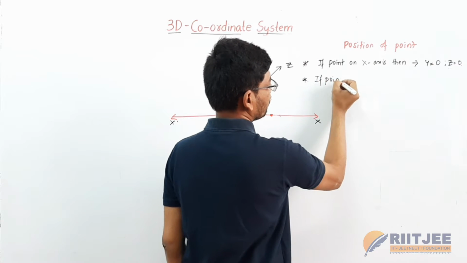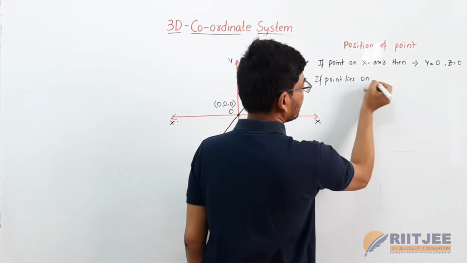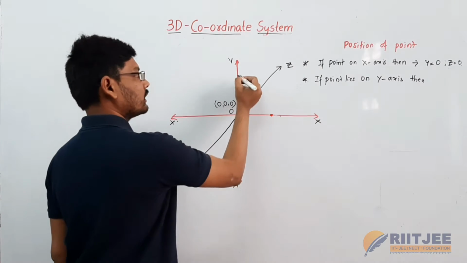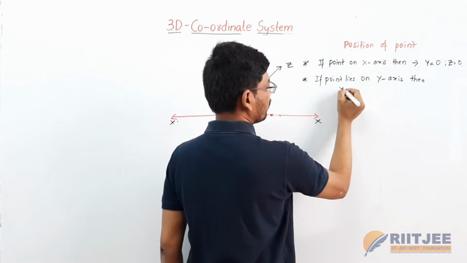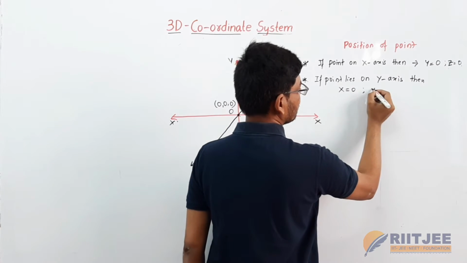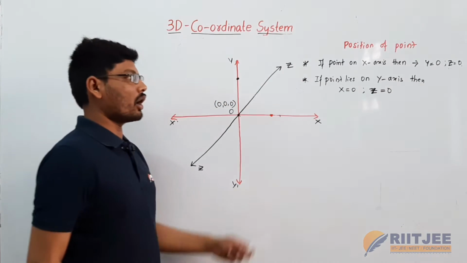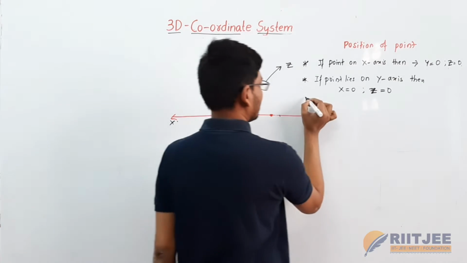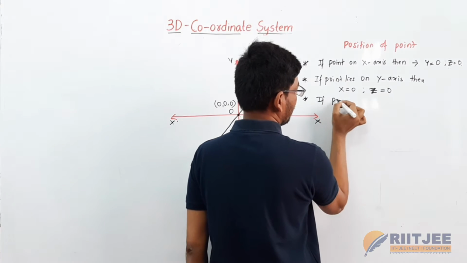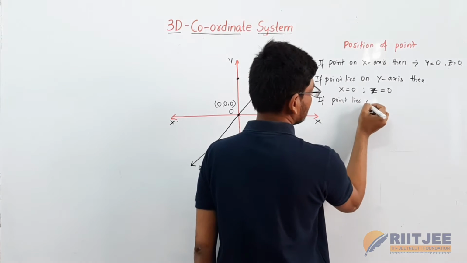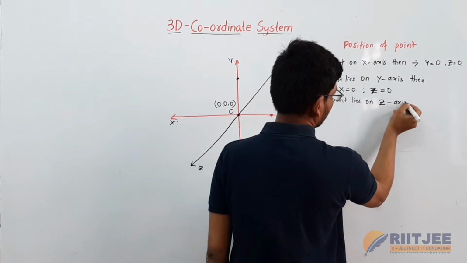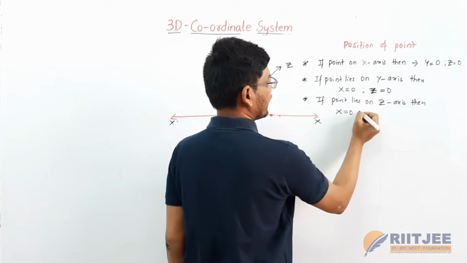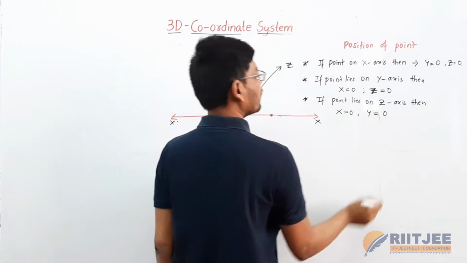And the second point: if a point lies on the y-axis, then the x value and z value will become 0. And if a point lies on the z-axis, then the x value and y value will become 0 here.